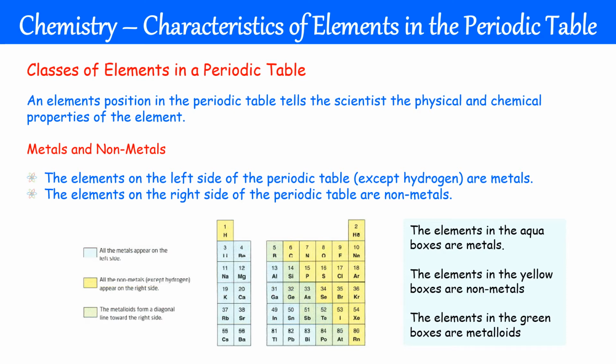An element's position in the periodic table tells scientists the physical and chemical properties of the element. To summarize, this is important: metals are shown in an aqua color, nonmetals are shown in yellow, and another category called metalloids are found in green. We will use this data in the next video.